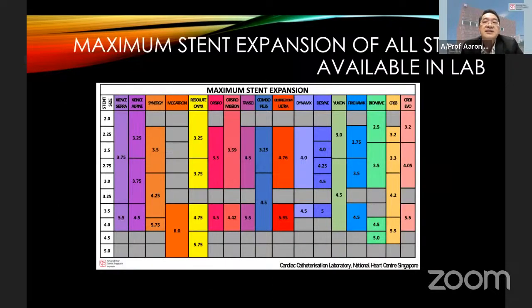So the maximum stent expansion of the stents that you use is important, because you don't want to undersize it, and then you realize that a maximum can only expand to 3.5, and the vessel size is actually 4.0, then you will disrupt the stent architecture. So always have a list of maximum expansion limits of all the stents in your lab so that you can make reference.